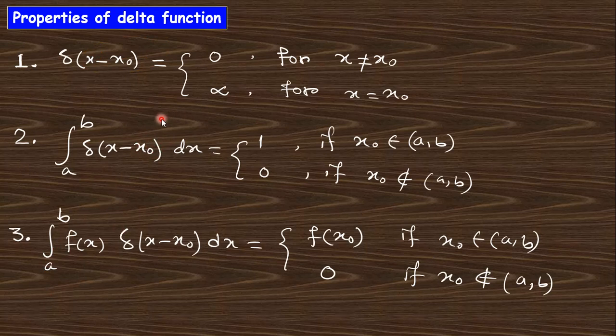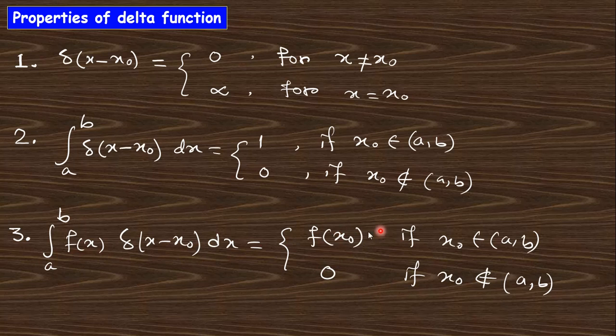You should remember this property. When x is not equal to x0, this function will be 0, and when x equals x0, this function will be infinity. So for the integration, when x0 belongs to this limit, then this becomes 1, otherwise this becomes 0, right? This delta function will be infinity. And this is the most important property. When the integration from a to b of f of x delta x minus x0 dx becomes f of x0 when x0 lies between a and b, and if x0 does not lie between a and b, then it becomes 0.